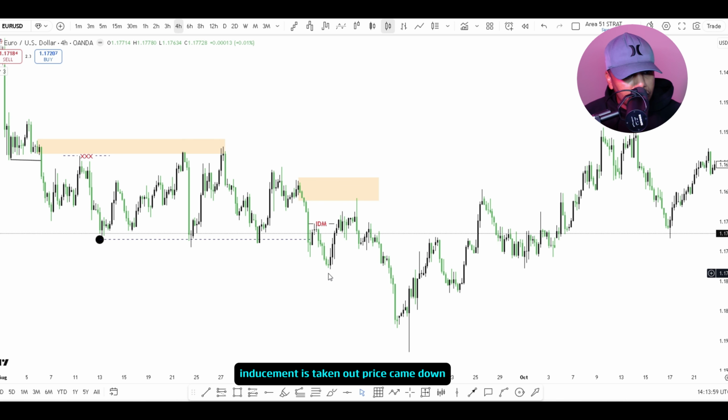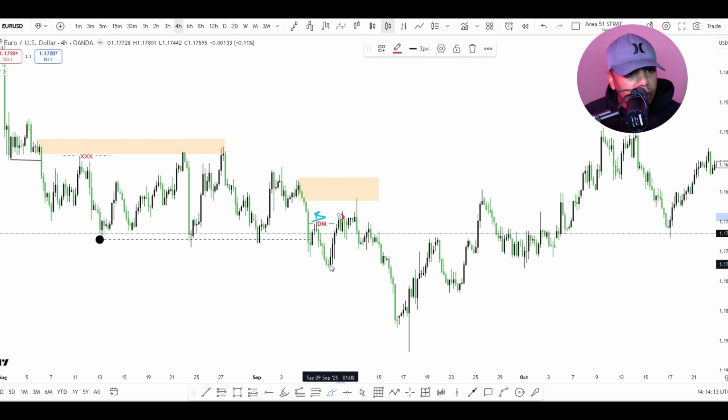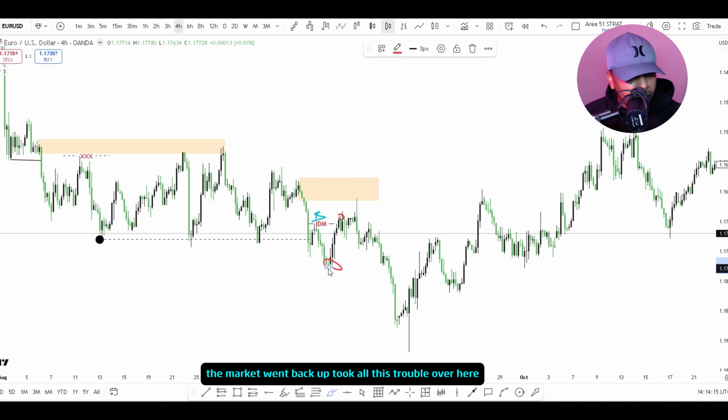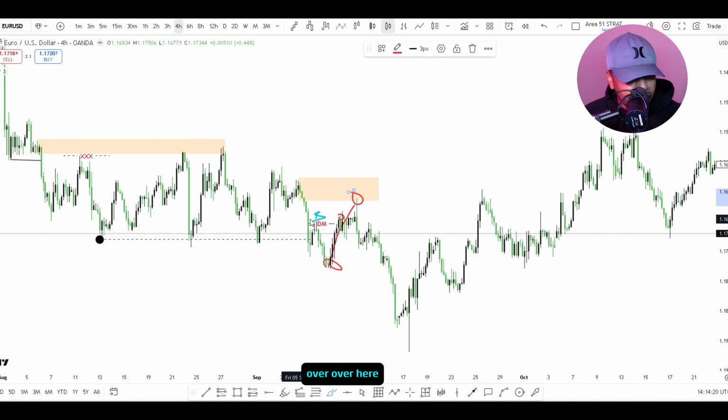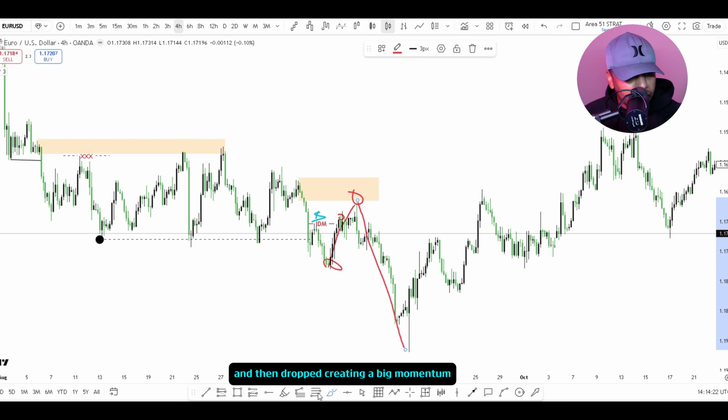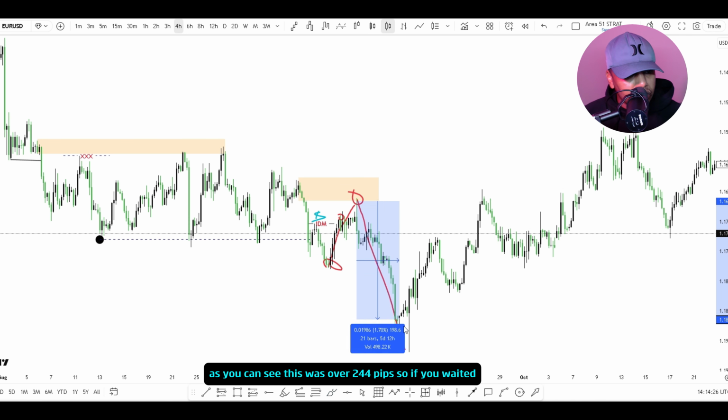Price came down, created an inducement. It went back up, a little bit of reaction. Took out the stop losses that were sitting over here for the sellers that entered the market over here. And then right after that, the market went back up, took all the stop losses over here, and then dropped, creating a big momentum. As you can see, this was over 244 pips.